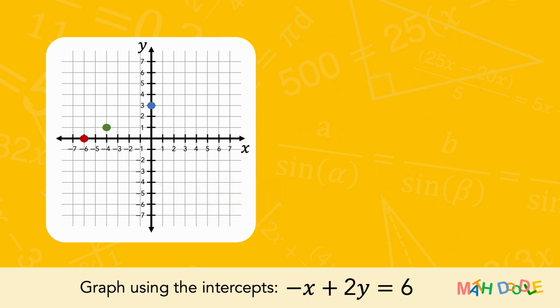Now, we can see that these 3 points line up. So, let's draw a line through these points and put arrows on both ends of the line. And this is the line of minus x plus 2y equals 6.